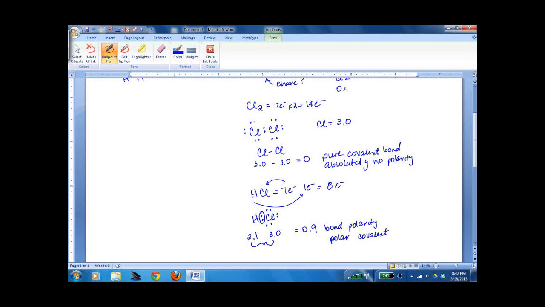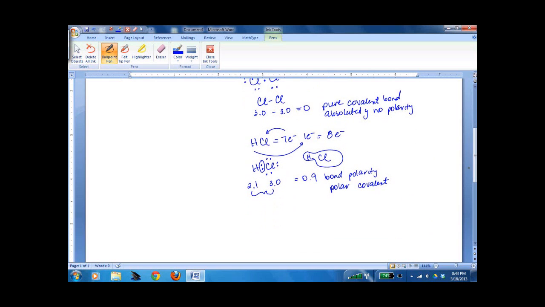As we would expect from our periodic trends of electronegativity, this chlorine is pulling on those electrons much harder than the hydrogen is, and it's not a perfect sharing of those electrons. And remember when we do those electron density clouds, it's something like this. The electrons are more around the chlorine than they are around the hydrogen.